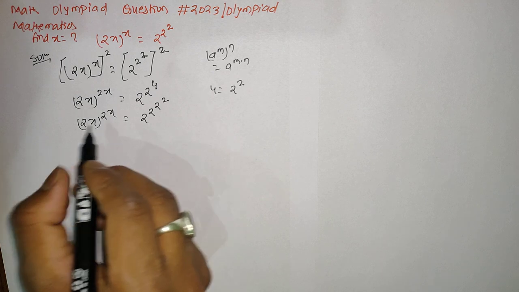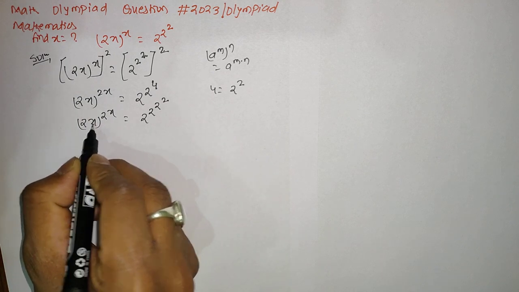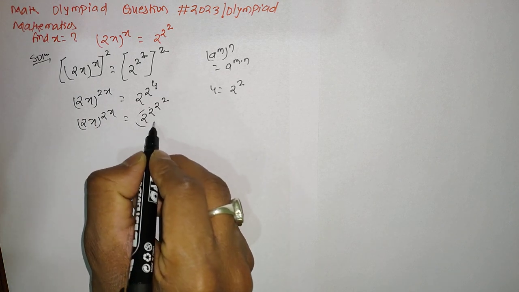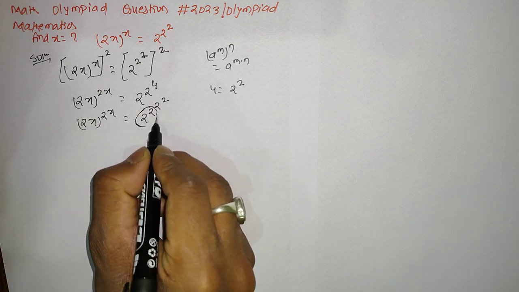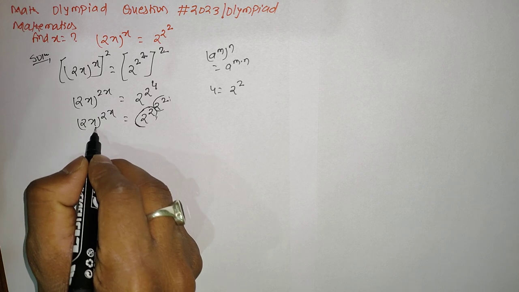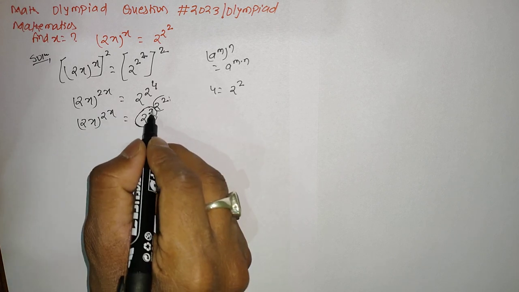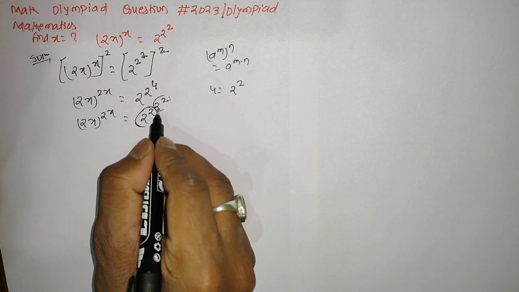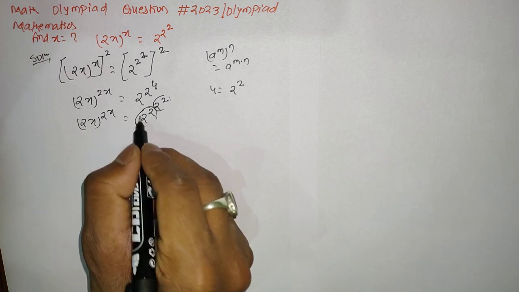How can you say that? Because here it is 2x form, and again here this one is 2x form. Here we can see 2x to the power 2x, and here also 2 power 2 has the power of 2 power 2. So we can say that this one is in the same form.